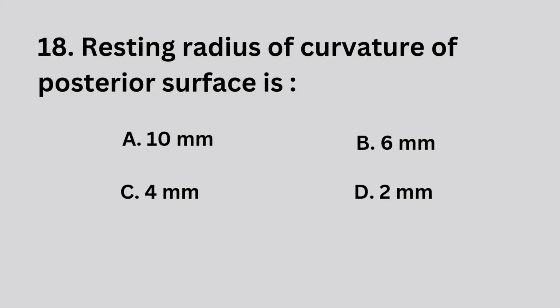18th question. Resting radius of curvature of posterior surface is option A 10 mm, option B 6 mm, option C 4 mm, and option D 2 mm. Correct answer for the question is option B 6 mm.